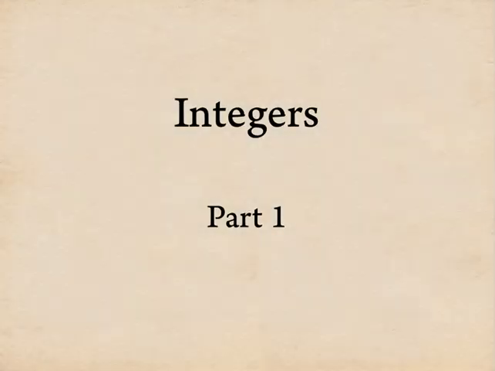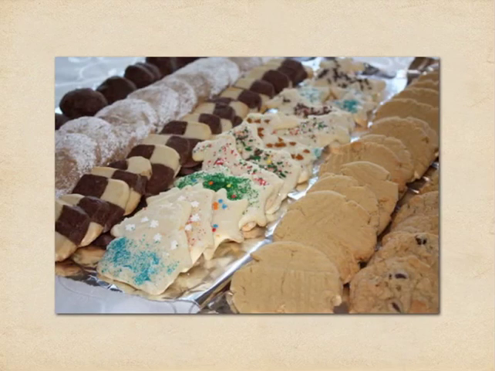When you write processing programs, you are going to create tons of objects that hold integers. So let's talk about what these objects are, what integers are, and how you manipulate them. To talk about this, I'm going to use the example of cookies.